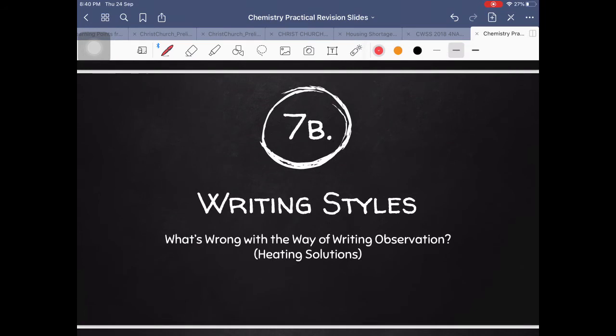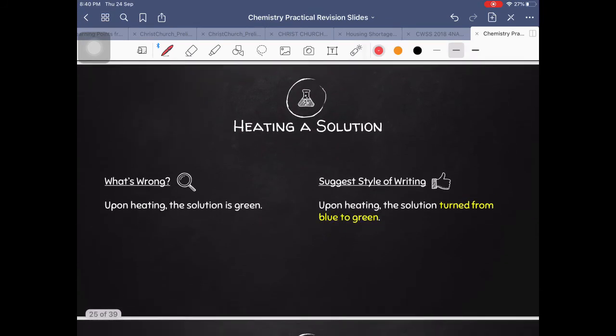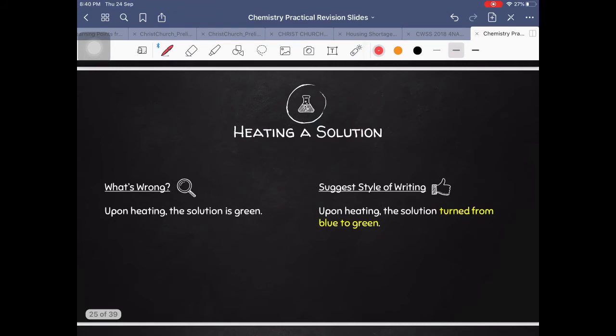Now let's take a look at the writing style for heating of solution. Upon heating, the solution is green. Like the above, the suggested style of writing would be: upon heating, the initial color of the solution is blue. So you can write it down: upon heating, the solution turned from blue to green.